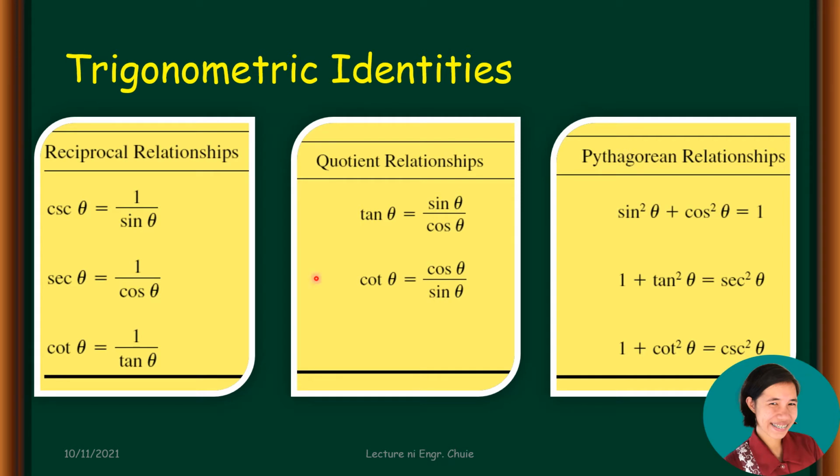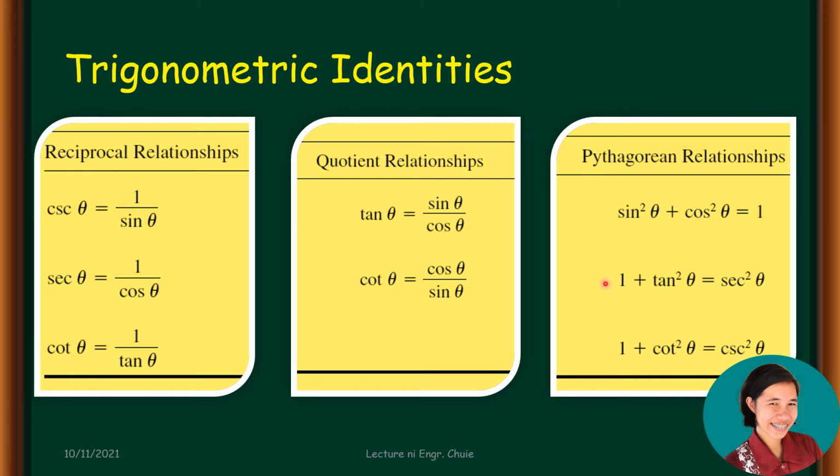Okay, next category, we have the Pythagorean relationship. We have sine squared theta plus cosine squared theta is equivalent to 1. To check if this trigonometric identity is correct, you can substitute values of theta, for example 10 degrees. You write sine squared 10 degrees plus cosine squared 10 degrees, then check, and the value is equivalent to 1. I think this is the sixth trigonometric identity.